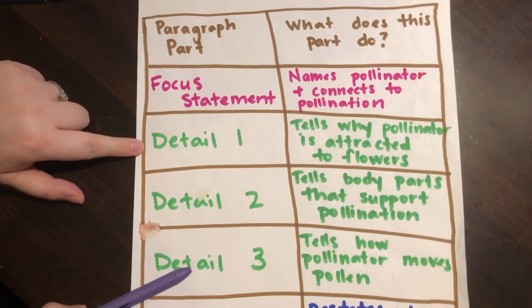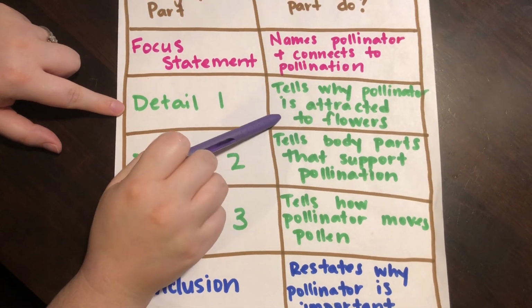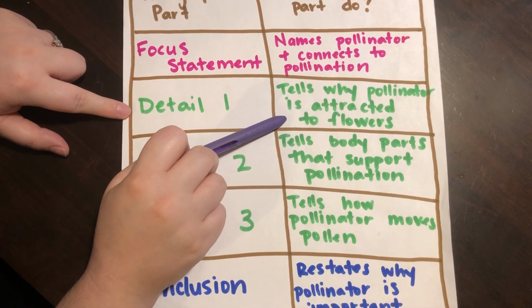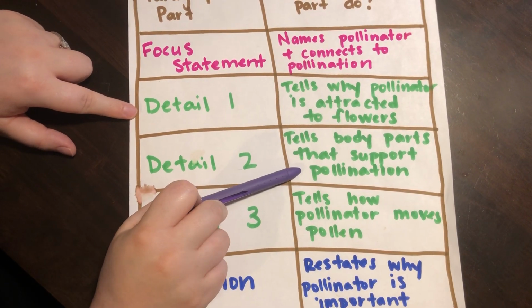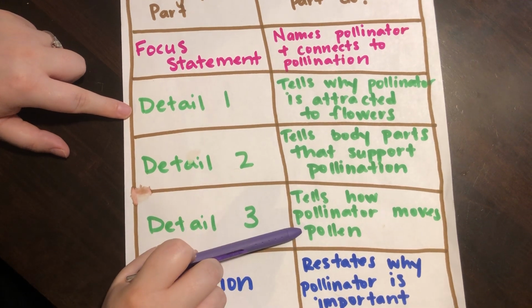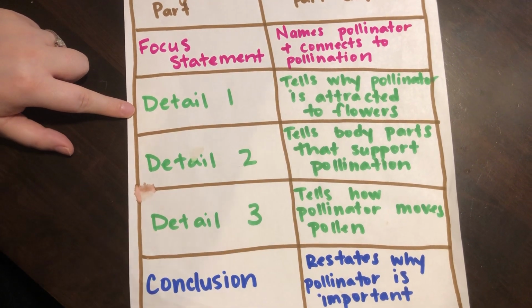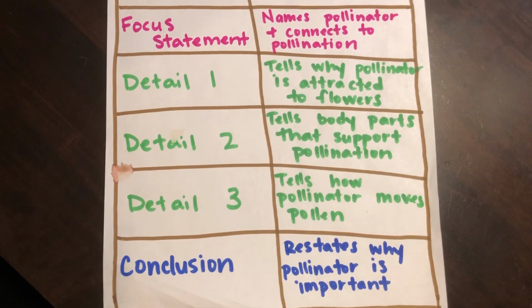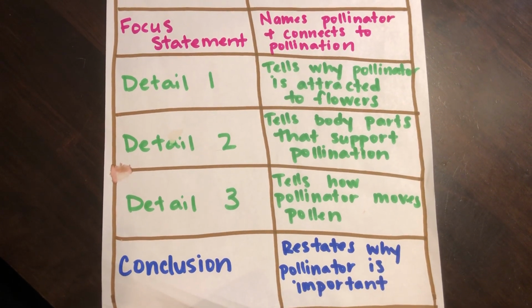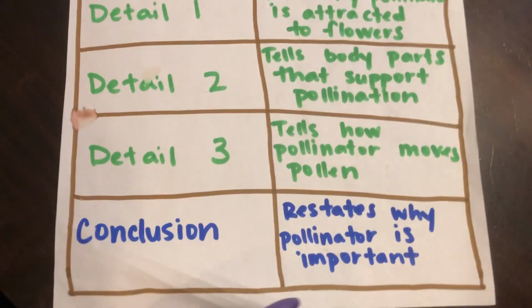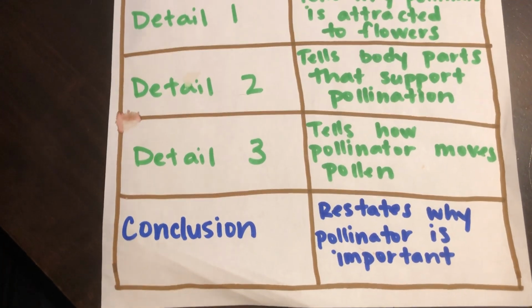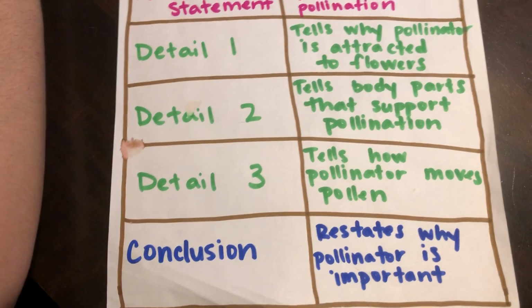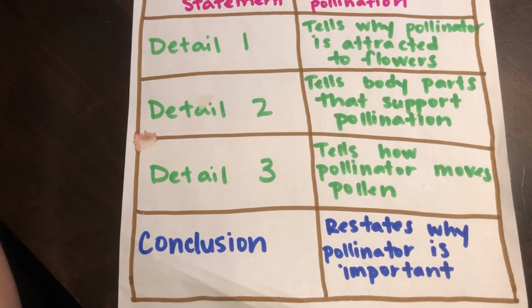Then we'll get into the body of our paragraph where we'll tell why the pollinator is attracted to flowers, the body parts that support pollination, and how the pollinator moves pollen from one plant to another. Finally, we'll end our paragraph with the conclusion, which will restate why our pollinator is important and leave our reader with something special to think about today's pollinators.